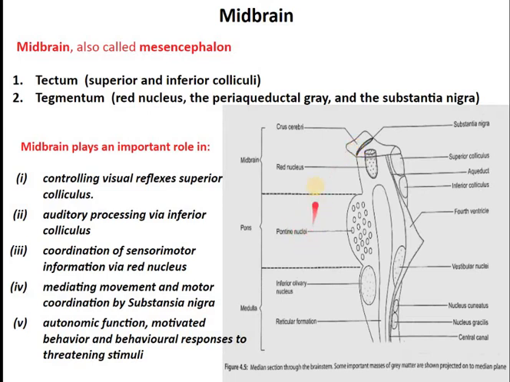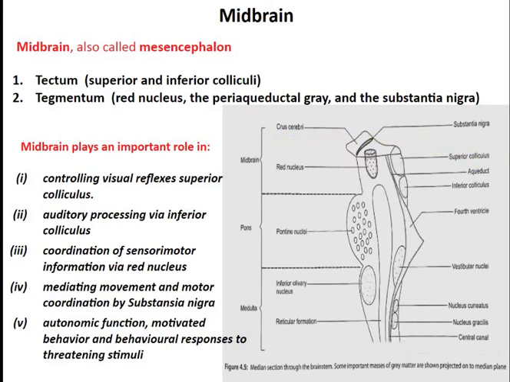Other parts of the midbrain are also associated with different functions like autonomic functions, motivated behavioral functions, and different behavioral responses to threatening situations. So the midbrain also plays an important role in this part.